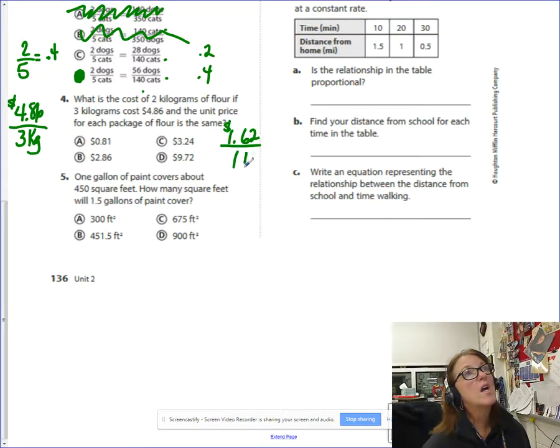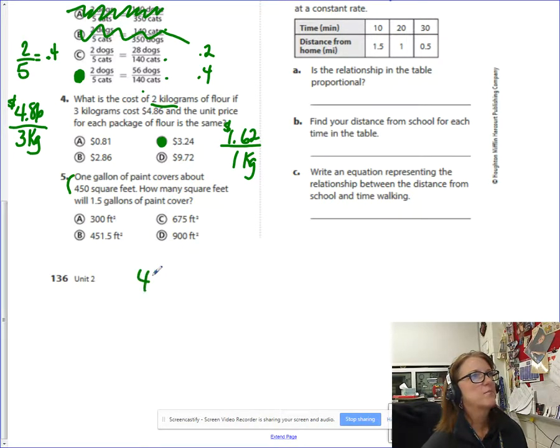That's for 1 kilogram of flour. All right. I want to know how much does 2 cost. So double it. And you should get C, $3.24. Number 5, 1 gallon of paint covers 450 square feet. Okay, now really this is a unit rate in disguise. They're giving you the denominator first.